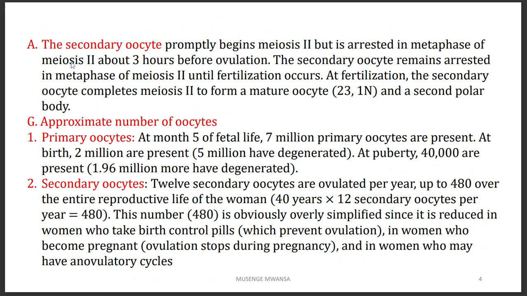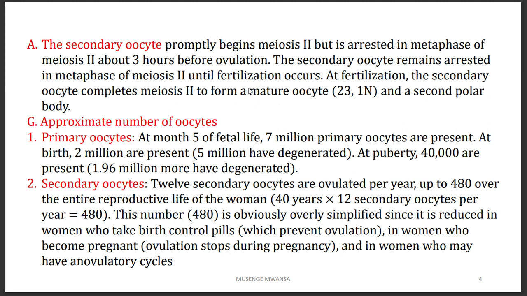When the oocyte has been released, during puberty, what is now going to happen is that the secondary oocyte is going to continue with meiosis 2. But it will not finish meiosis 2 either. It is going to be arrested in metaphase, just 3 hours before ovulation. The secondary oocyte is going to remain arrested until fertilization happens.